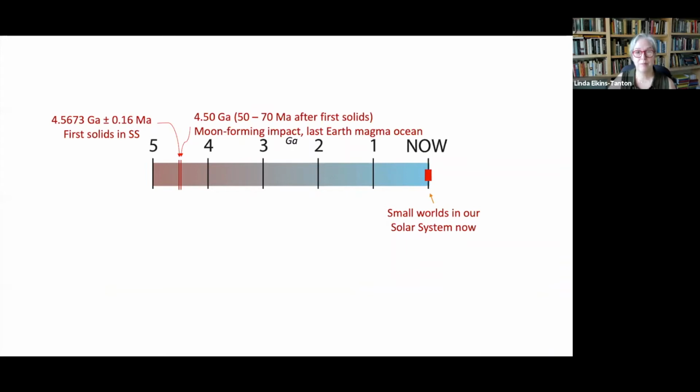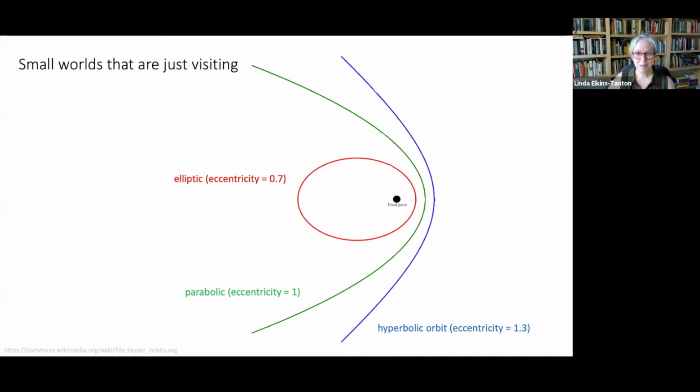Mostly we'll be talking about where in the solar system small worlds can orbit without being flung into the sun or out of the solar system by the gravity of larger planets. But let's start by talking about something quite different. Small worlds that are just visiting. They are not gravitationally bound to our sun. We can tell that they're just visiting by characteristics of their path.